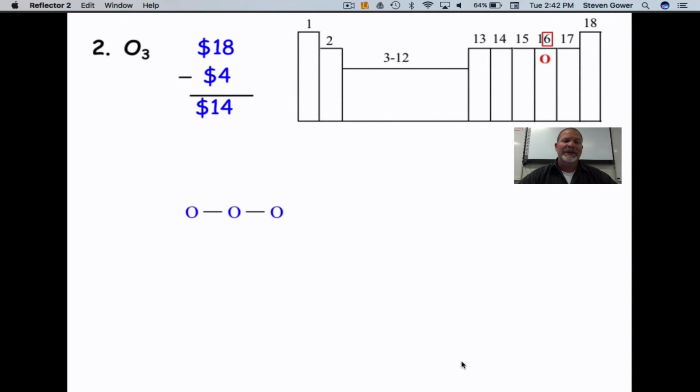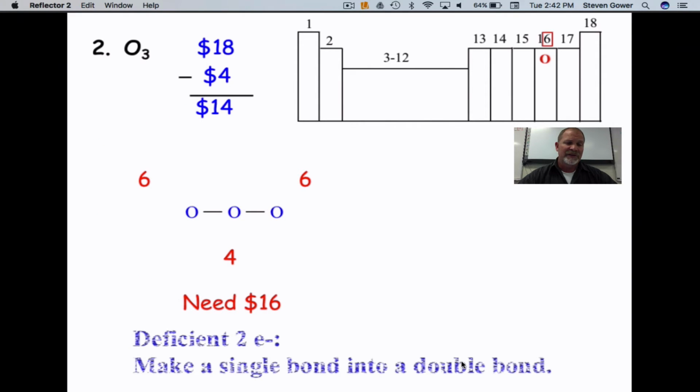Now I go after happy. I see to make my oxygens on the outside happy, remember, look outside first, they both want 6. My oxygen in the middle wants 4. The problem is that's 16. I only have 14 available. So I have a deficit of 2. So the rule for a deficit of 2 is make a single into a double.